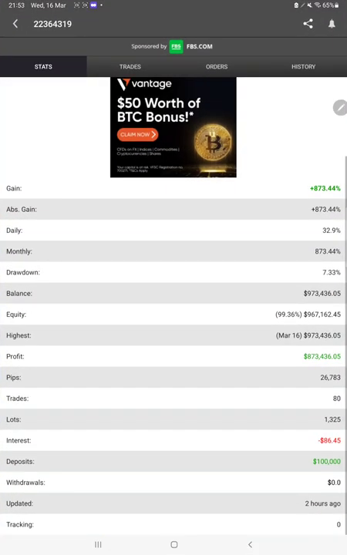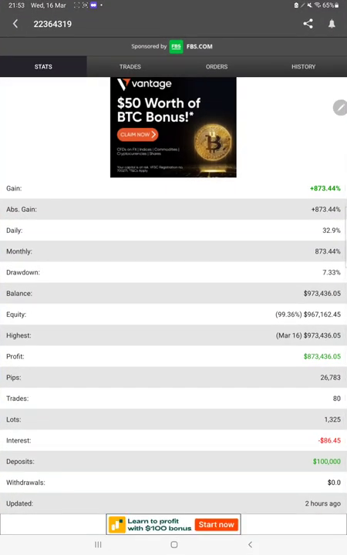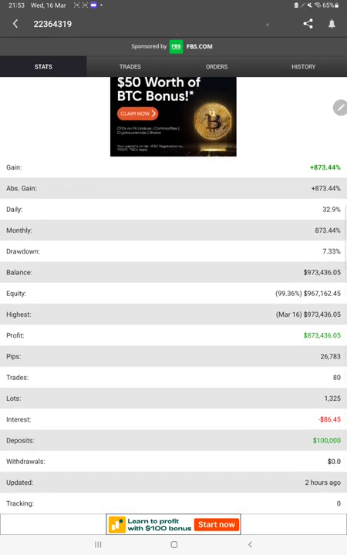The first update is regarding MyFxBook. Only 2 hours ago it was updated, you can see here, and the total gain is 873% on this account. This is absolute gain. Daily percentage of return 32%. This is the monthly return and drawdown. The current balance, profit, total number of pips that we have achieved, and this is the initial deposit. So all the details you can verify.